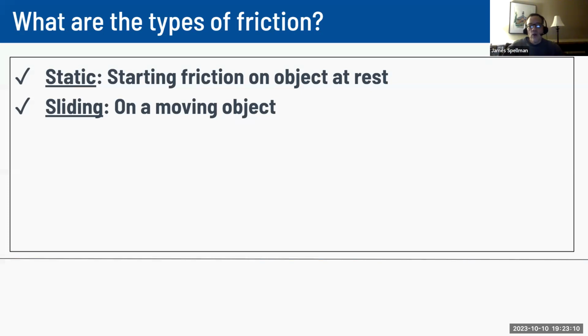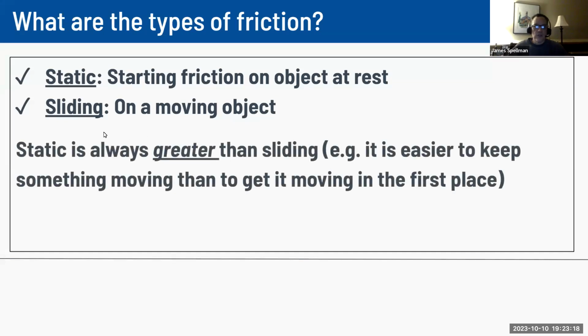Once you get it moving, there's still a push back against you, and we call that the sliding friction. So the static friction is when an object's at rest. The sliding friction is when the object is moving. And the amount of friction an object has during these two times is not the same. The static friction is always going to be greater than the sliding friction.